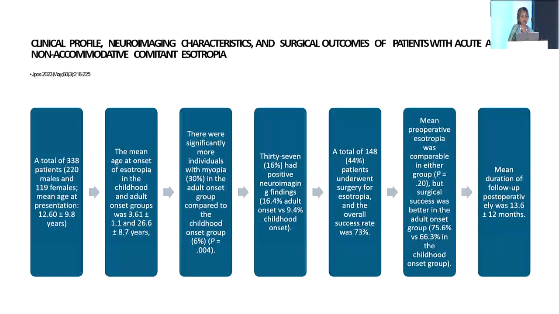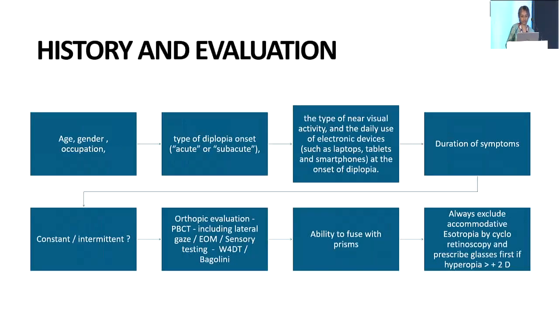This was a recent study published in JPOS 2023, where they talk about the clinical profile of around 338 patients diagnosed with ACE. The mean age in children was 3 and in adults was 26.6. There were significantly more individuals with myopia in the adult onset group, and a total of 148 patients underwent surgery. The success rate in surgery was 73%, and success was better in the adult onset group, that is 75% versus 66% in the childhood onset group, and they had followed these patients for around 12 months.